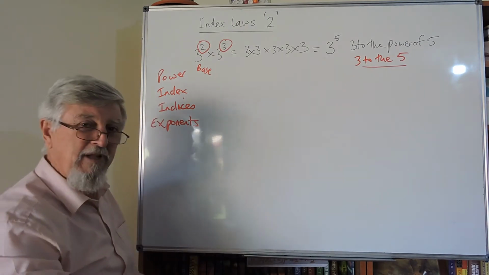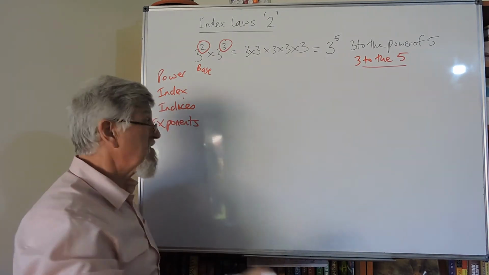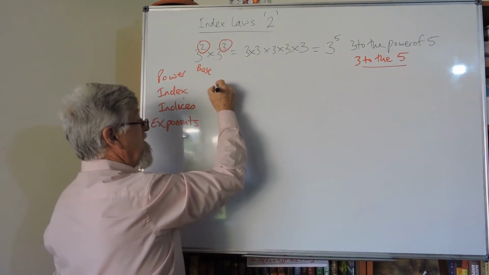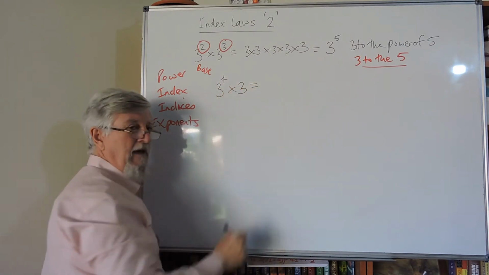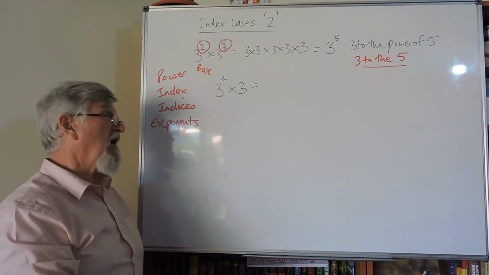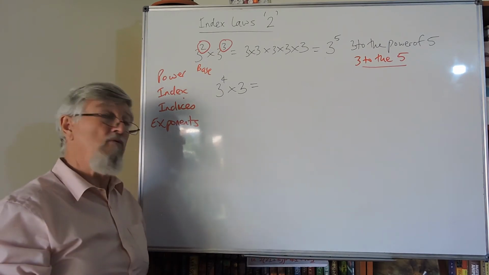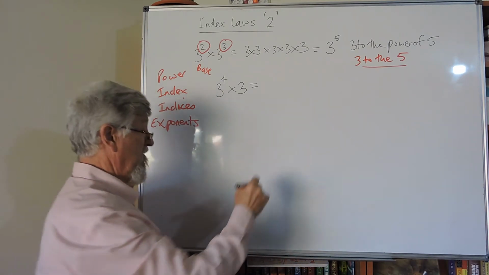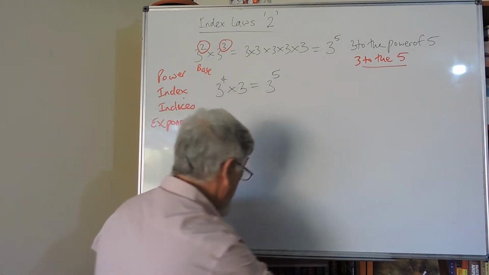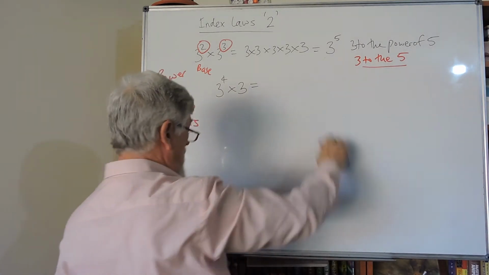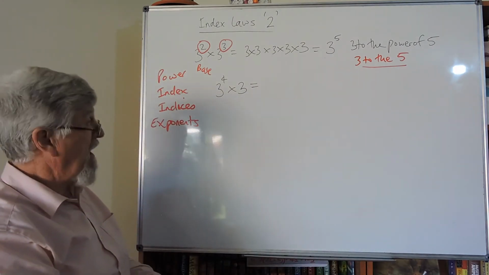Here's where people come unstuck. They'll learn that and they'll go, yes, I'm right, I know what that is. And then I'll ask them, what's 3 to the 4 times by 3? And student after student after student will say 3 to the power of 5. And they'll write this down as 3 to the power of 5. And I want them to stop and think about it and look at what's actually happening.